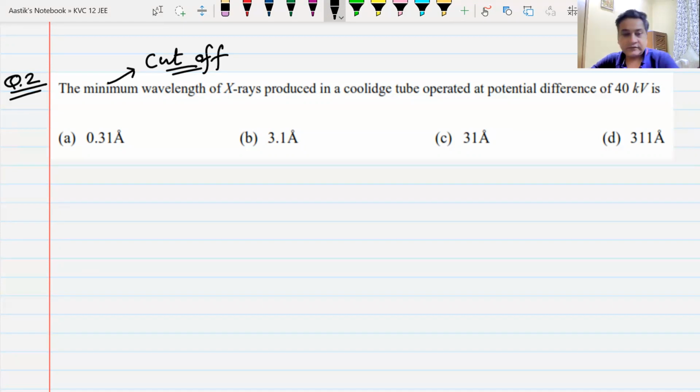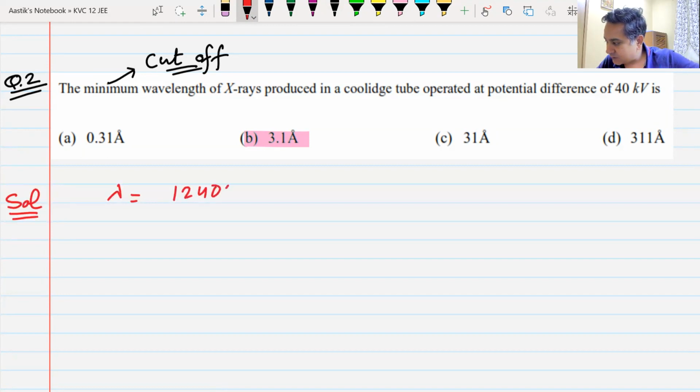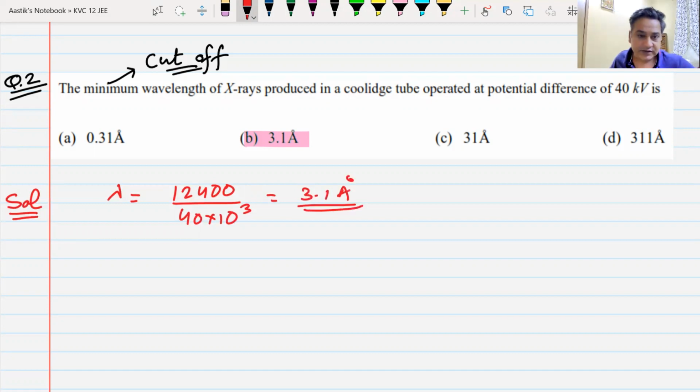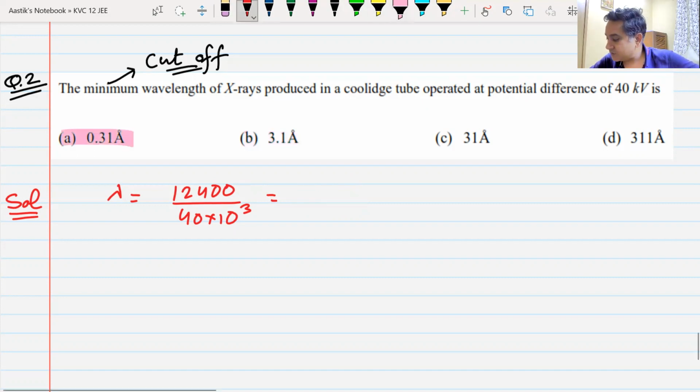3.1 Armstrongs. Chalo, everyone got this one correctly, quickly. That is great. So how we need to do this? Again, lambda in Armstrong unit is simply 12,400 divided by the voltage, 40 into 10 raised to the power 3. As soon as you write it, you will get the answer as 3.1 Armstrong units. Do we understand this? No, 0.31 is the answer. Even I wrote it in Josh. 0.31 Armstrong unit. That is the answer given to me.